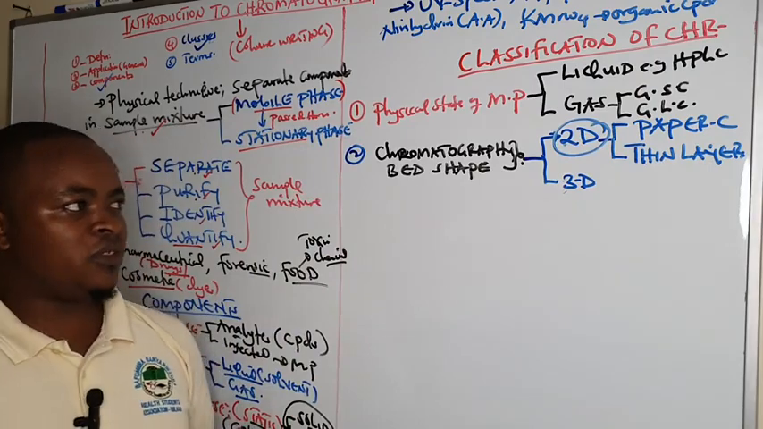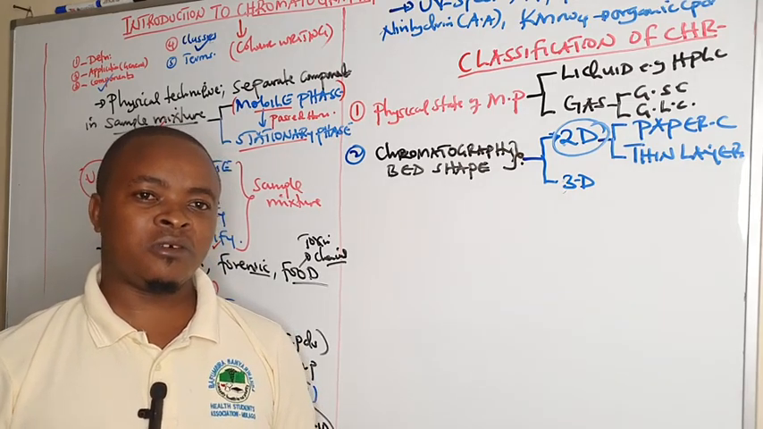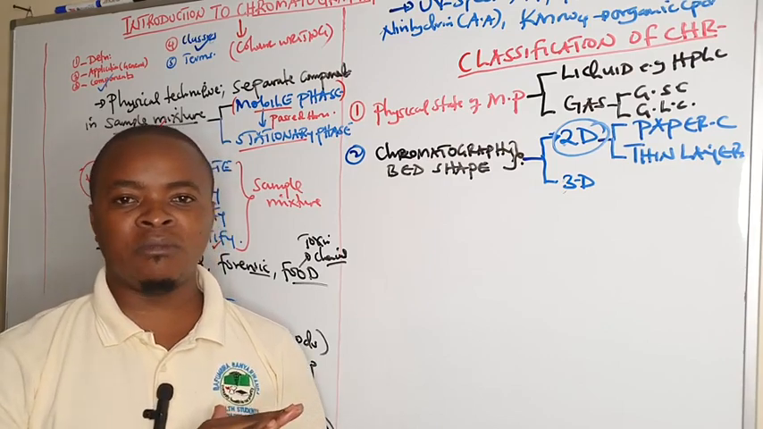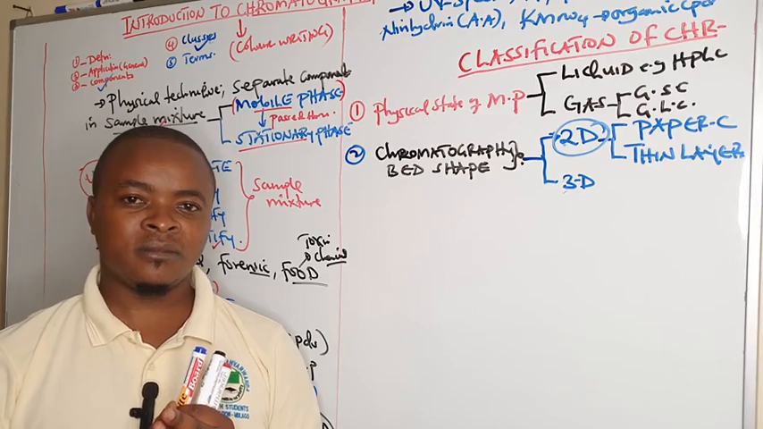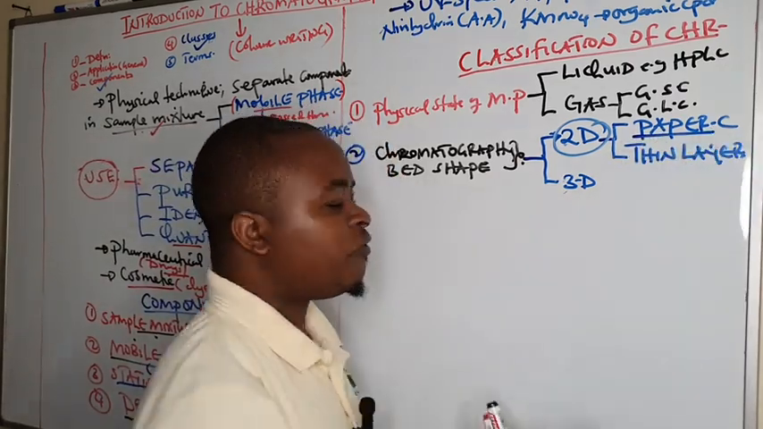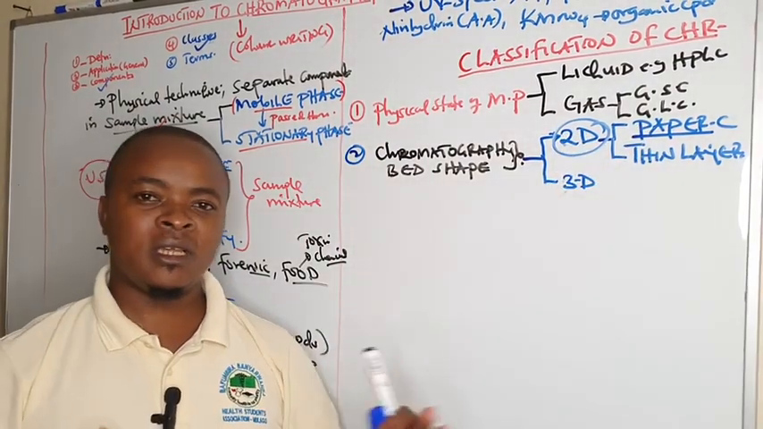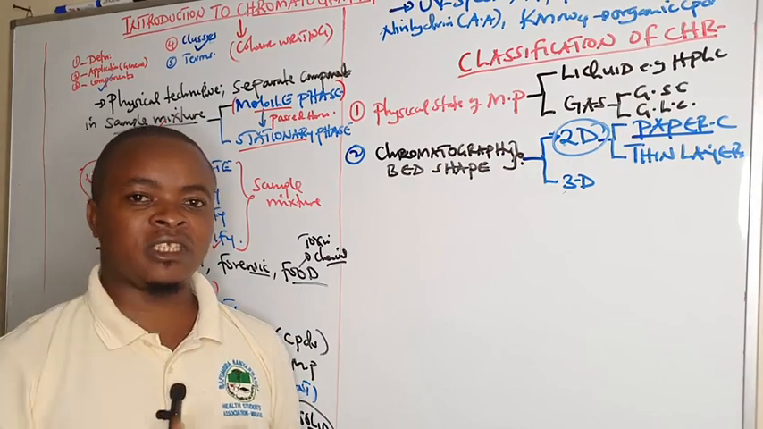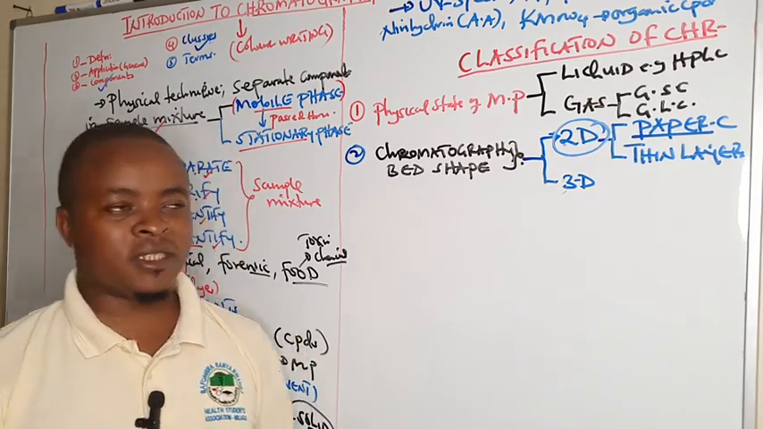They have length and width, whereby under thin layer, we are using a glass or a plastic plate which has length and width, and we are putting the adsorbent molecule, such as silica gel, alumina gel, or cellulose. That's why we are calling it a 2D. Then with paper chromatography, we are using a filter paper, which also has length and width. And we are using them to separate dyes and other sample mixtures depending on their movement in the stationary phase. And we shall be able to measure what we call their retention factor.